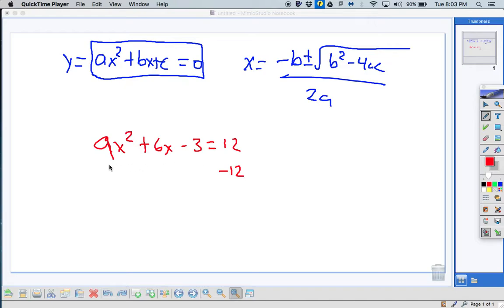And over here, I have to do it with its like term. So remember, x squareds match with x squareds, x's match with x's, and numbers match with numbers. So the negative 12 best matches with this negative 3, so we're going to put negative 12 right here. 12 minus 12 is 0. So now we have 9x squared plus 6x, and negative 3 minus 12 is negative 15. So from there, we can identify A, which is 9, B is 6, and C is negative 15. Make sure you keep any negative symbols with whatever follows it. So here's A, B, and C.